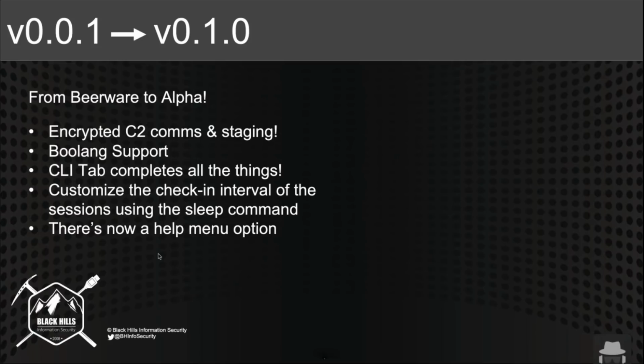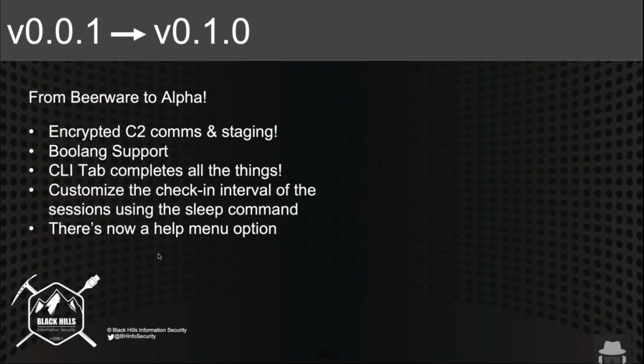The first one is that the comms between the C# stager and the server are completely encrypted using elliptic curve Diffie-Hellman key exchange, which is a mouthful, AES-256 and HMAC. So it uses public key cryptography, and everything's completely encrypted, including the staging. The actual zip file with the DLLs that gets sent down to the client is all encrypted. It also now integrates Boolang support, so you can create Boolang payloads, send them down, and those will get executed as well. I'll be talking about Boolang a little bit in a second.